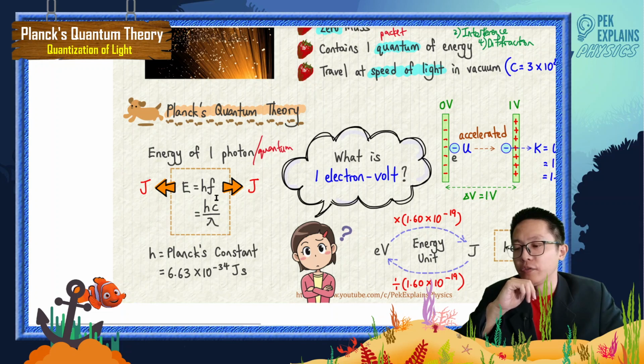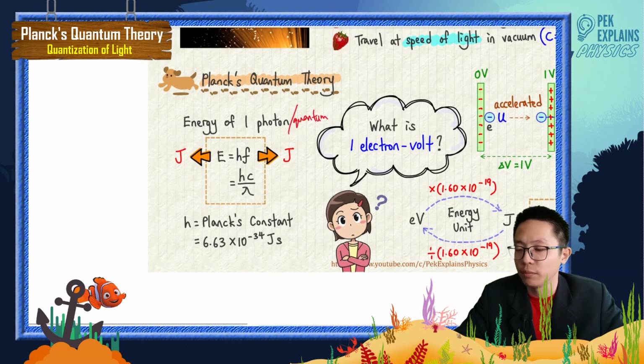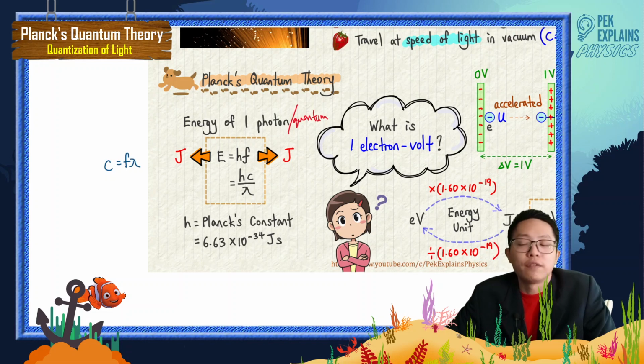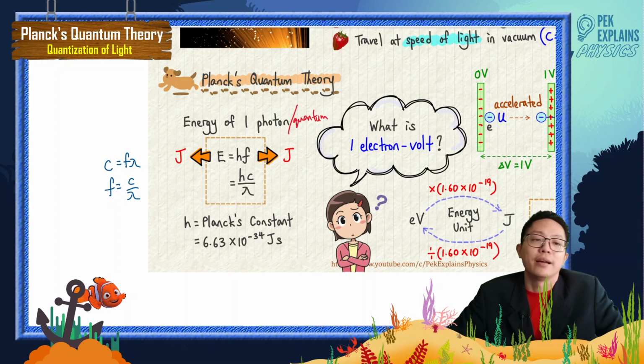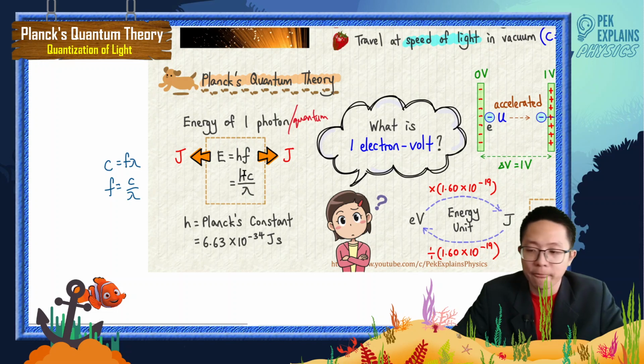So frequency you can also write as c over lambda. Why can frequency change to lambda? Because we have the formula: the speed of light is equal to f lambda. So f is equal to c over lambda. You just substitute the f with c over lambda, and you get hc over lambda.